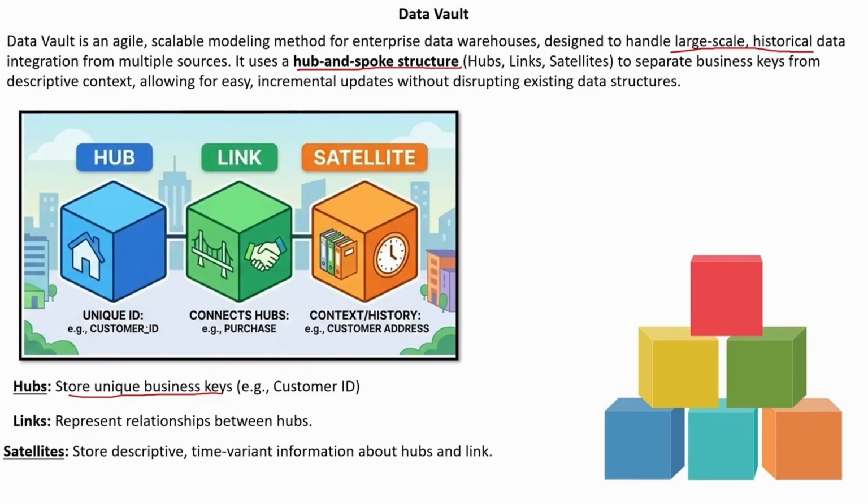Cool. Lastly, we have satellites. Satellites are like the buildings that hold all the detailed information. Imagine the customer hall has many floors. Each floor represents a different satellite. One satellite might hold the customer address, another might store their contact information or other information, and another might even track their preferences. So this is hubs, links, and satellites, where hubs are used to store the business keys, links are used to represent the relationships between the multiple hubs, and satellites store the descriptive time-variant information about all the hubs and links.